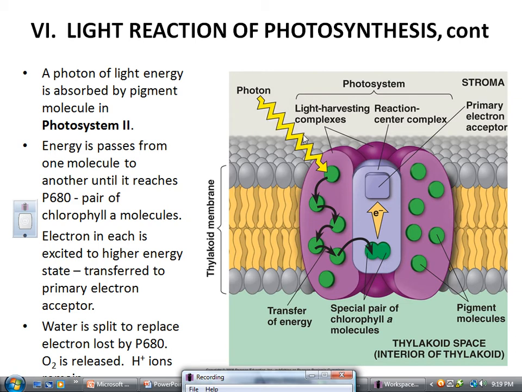As this comes in, energy will be passed from one pigment molecule to the next, to the next, to the next. You can see this is passing on of energy, photon energy, to different pigment molecules. It finally will come to a special pair of chlorophyll A molecules located in what we call the reaction center.